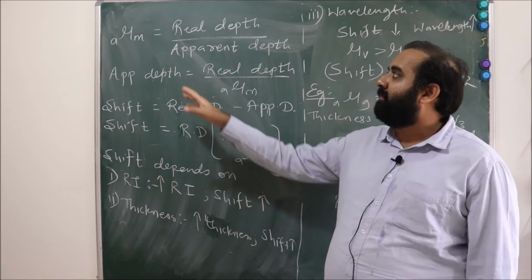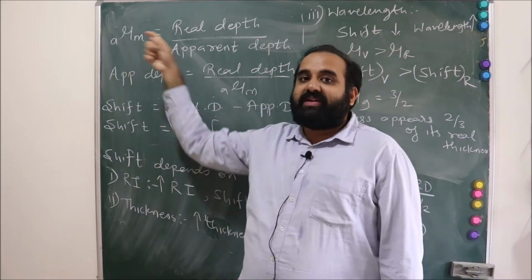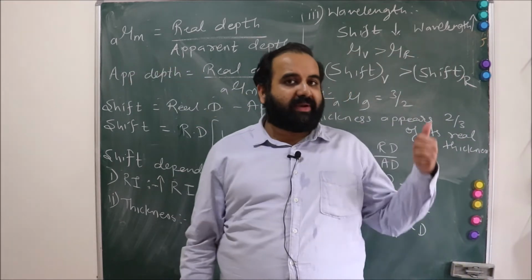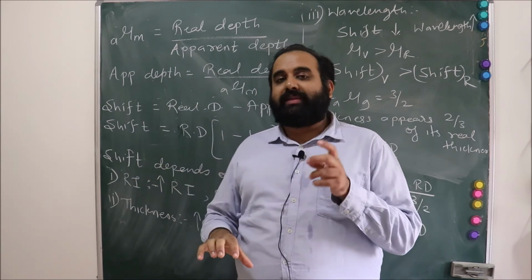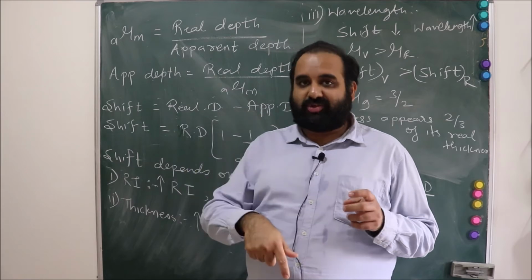There is a direct formula, mu m. It is the refractive index of the medium. So in the previous case where we saw the diagram, air and water were there, so it will be the refractive index of water with respect to air.